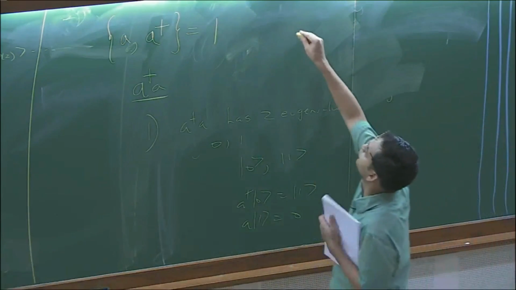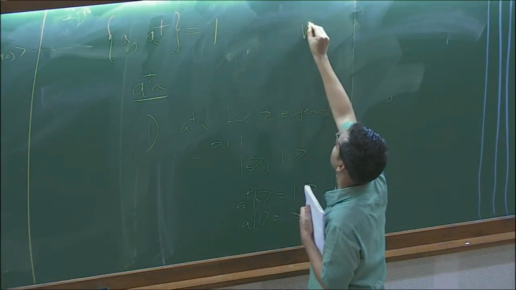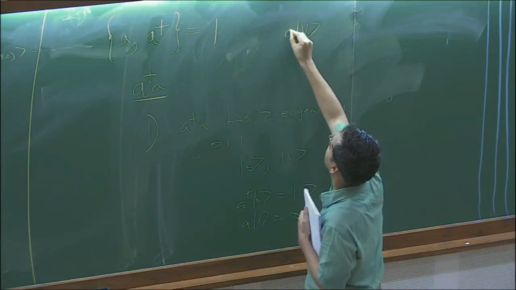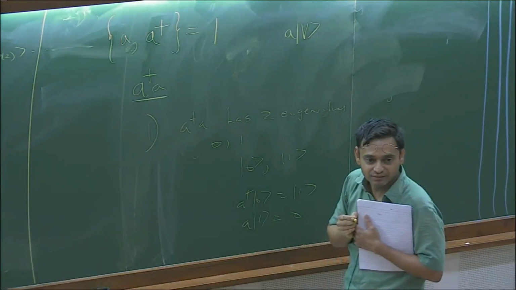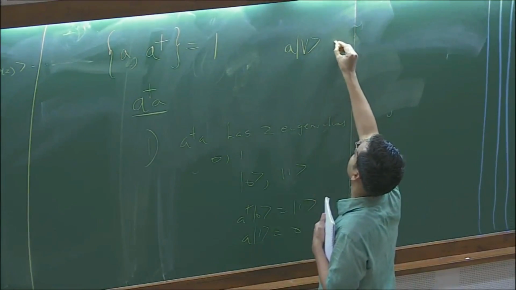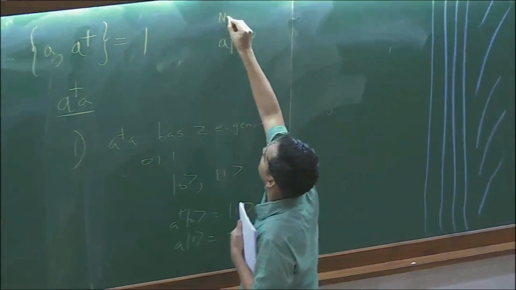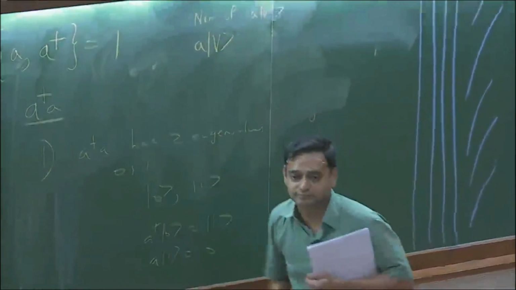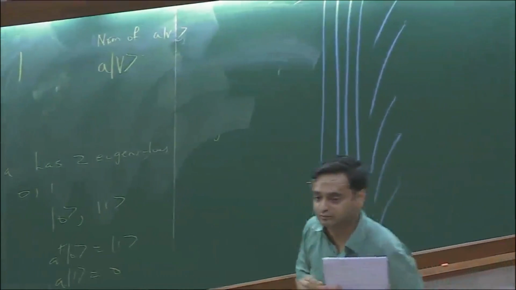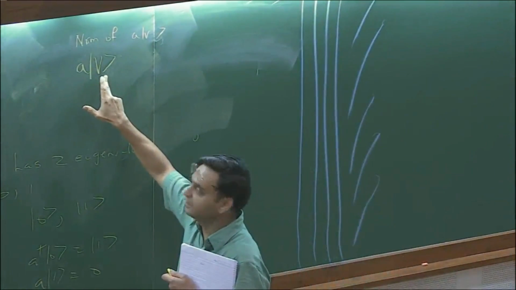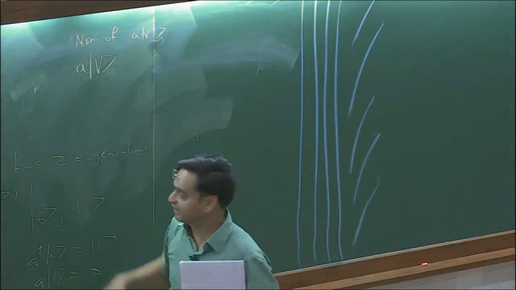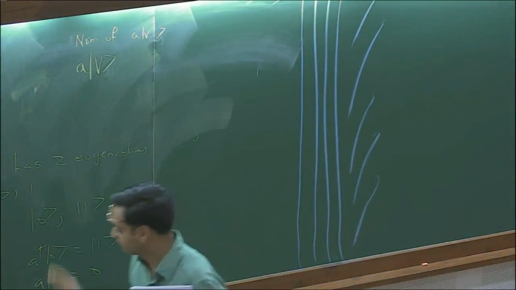The hint is you have to use the fact that if V is an eigenvector of A dagger A, you act on it with A and ask about the norm of the result, and all this will follow. I'm not doing that here.